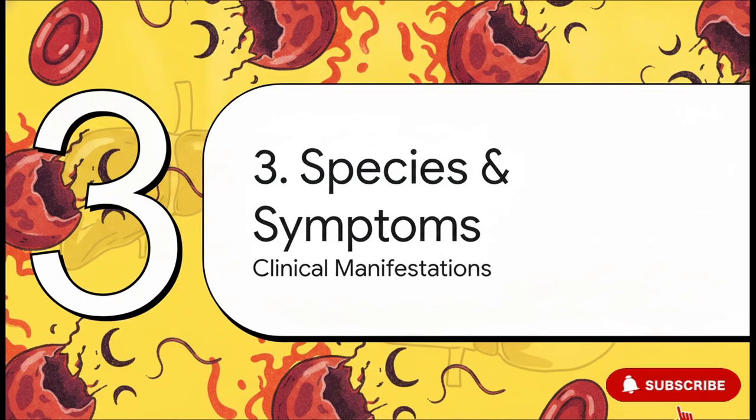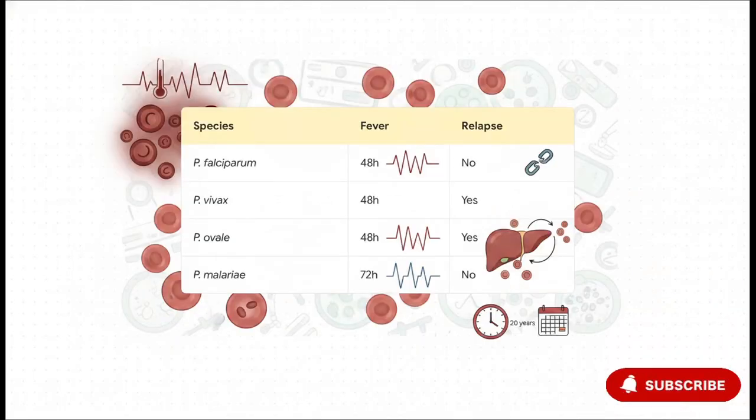All right, let's move to Section 3. Species and symptoms, clinical manifestations. Now that vicious cycle of bursting red blood cells, that's the direct cause of the physical devastation the human host experiences. But here's the thing, not all malaria is the same. Take a look at that top row, Plasmodium falciparum. This is the malignant, highly dangerous variant that's actually responsible for the vast majority of malaria deaths. It triggers this acute fever every 48 hours, or sometimes just an unpredictable acyclic fever.